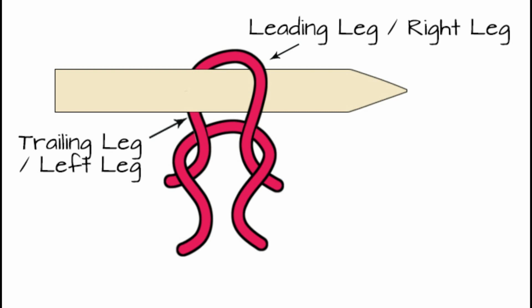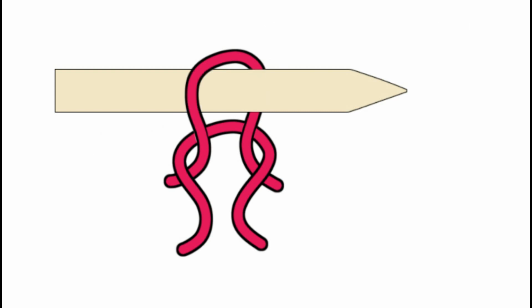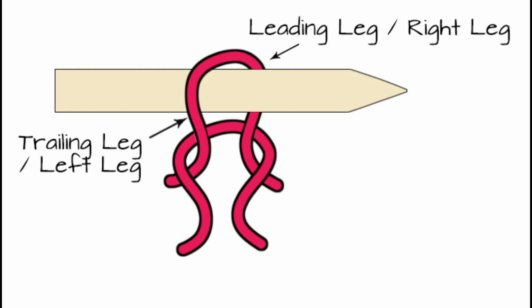Okay, so what happens if you put the needle into the stitch the other way round, from back to front? Well, the leg on the right is still the leading leg, and the leg on the left is still the trailing leg. But the left leg is now in front of the needle, and the right leg is now behind. So in summary, whichever direction the needle goes through the stitch, the right leg is always the leading leg. Just sometimes it's in front of the needle and sometimes it's behind.